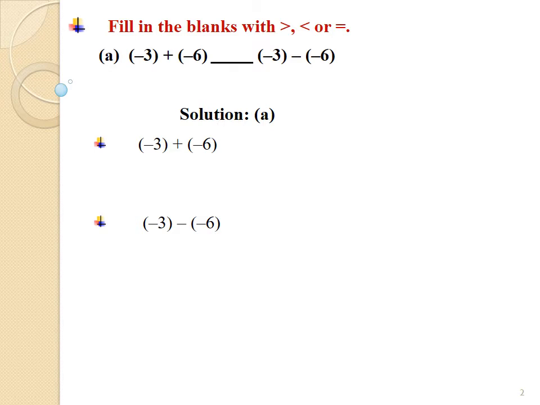So now, let us solve question number 2. Sum A: -3 plus -6, dash, -3 minus 6. Students, let us find out the answers of both the sums, that is -3 plus -6 and -3 minus 6. Let's first find out the sum of -3 plus -6.